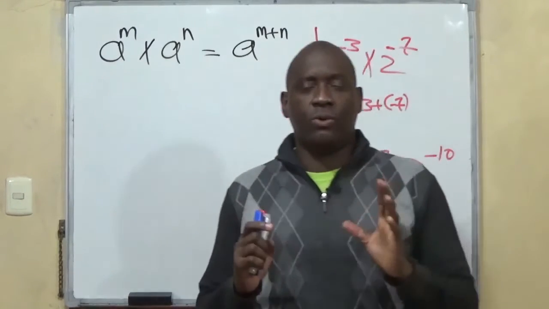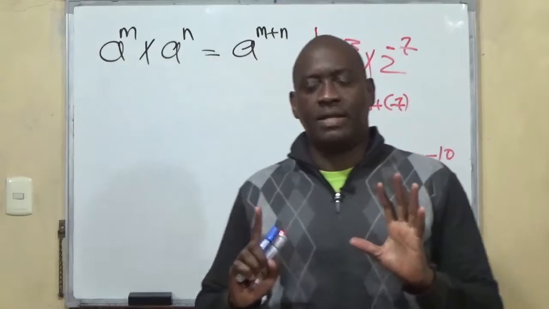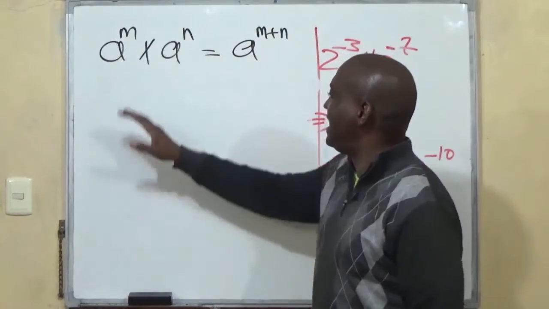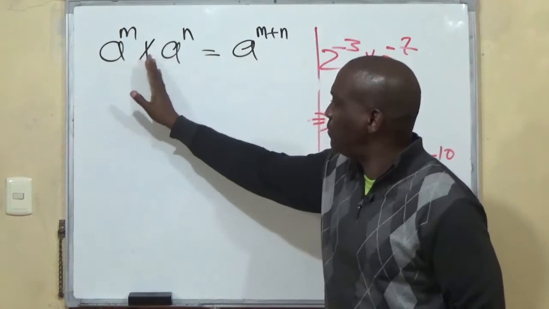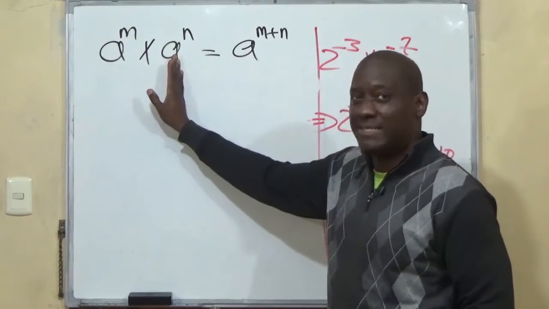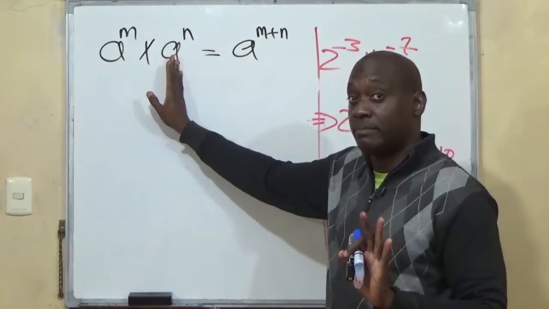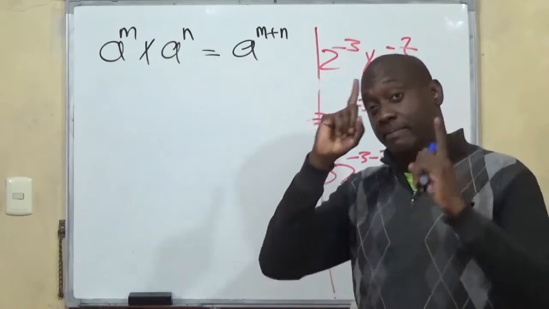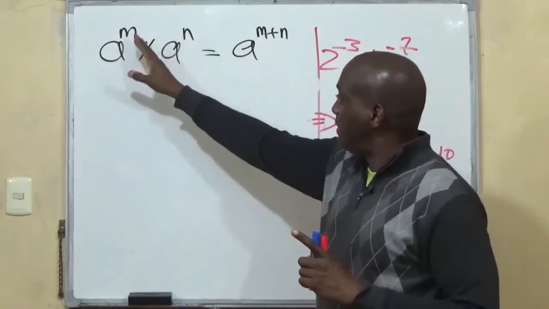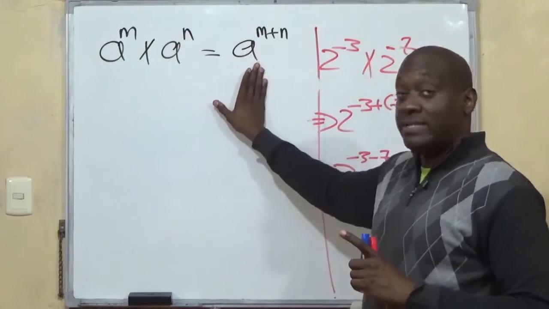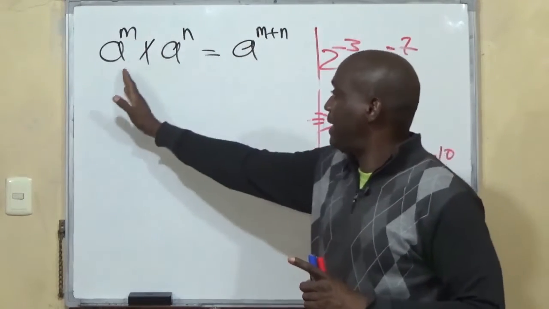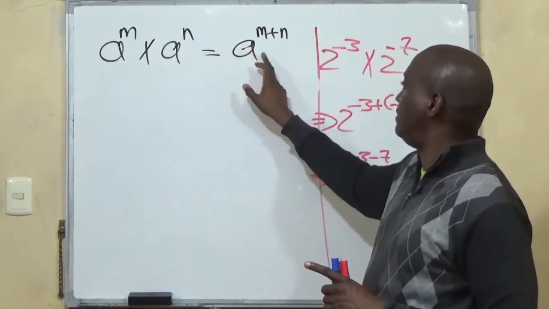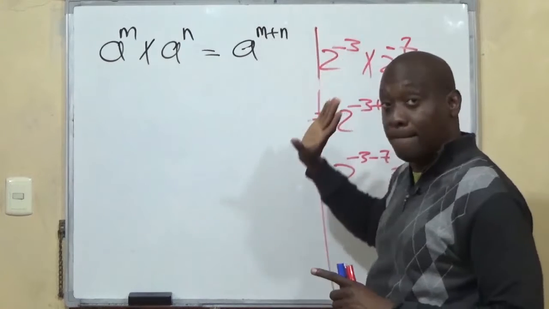Nice? So the bottom line, after all the talk, is that anytime you're multiplying two bases that are the same, and remember the bases must be the same, then you add the powers and you keep the same base on the outside. So a to the power of m multiplied by a to the power of n is a to the power of m plus n.